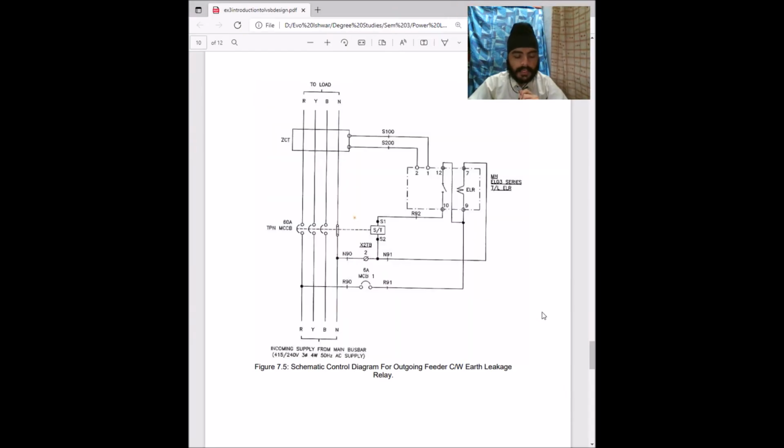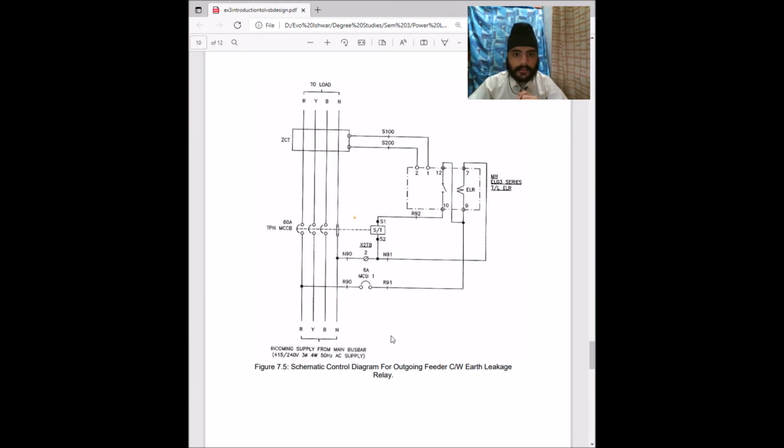Good day everyone, my name is Ishwarjit Singh, matric card number CE200095, and today I'll be explaining figure 7.5, which is the schematic control diagram for outgoing feeder earth leakage relay. First of all, this supply is coming from the main bus bar going to the load.